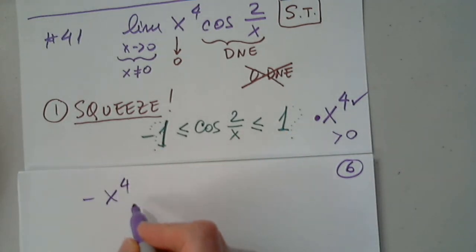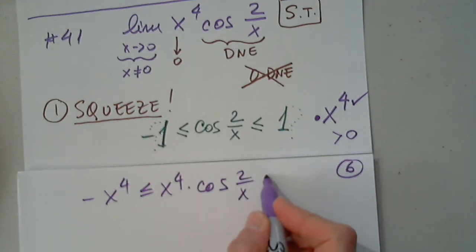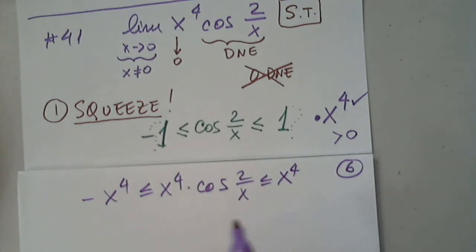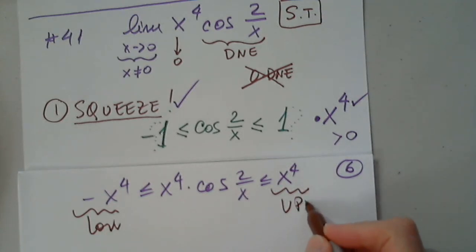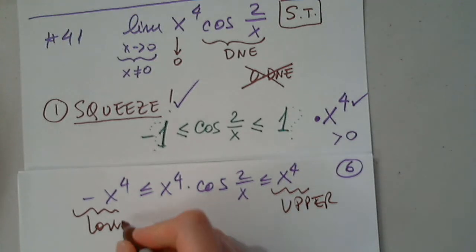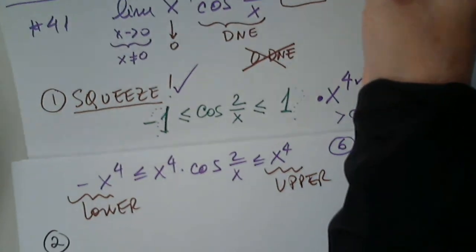So I have negative x to the fourth less than or equal to x to the fourth times cosine 2 over x less than or equal to x to the fourth. So now the squeeze is complete. I found the lower bound and I found the upper bound. So the squeeze is done. Now I need number 2. What is number 2?